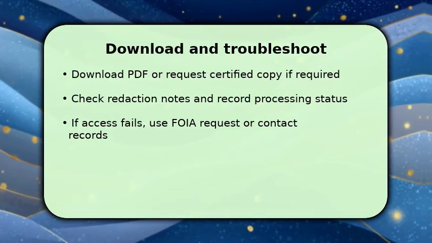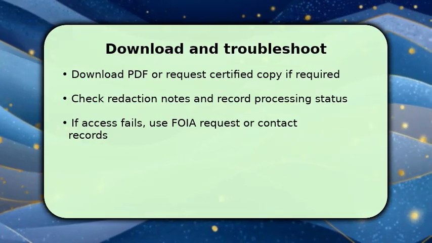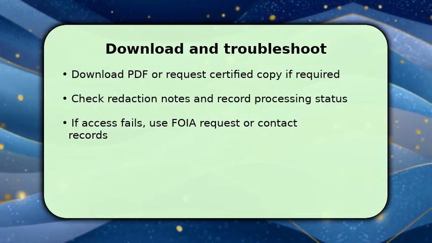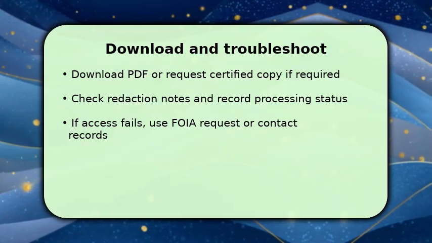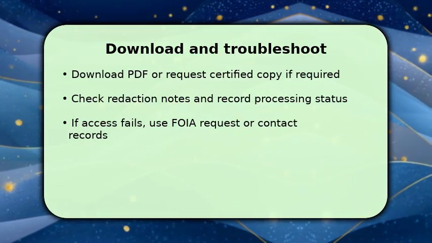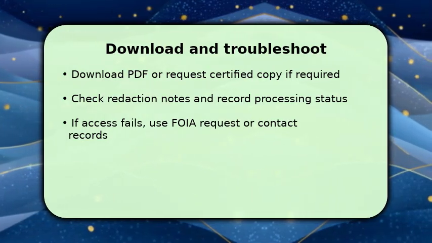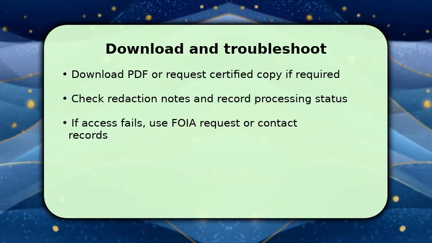You'll see redaction notes. Understand that personal data may be obscured for privacy. Save a local copy and note the record ID and retrieval timestamp for reference. If the file won't download or the report isn't visible, refresh, clear cache, or try another browser. If that fails, contact the Records Division directly or file a Freedom of Information request to obtain the document.